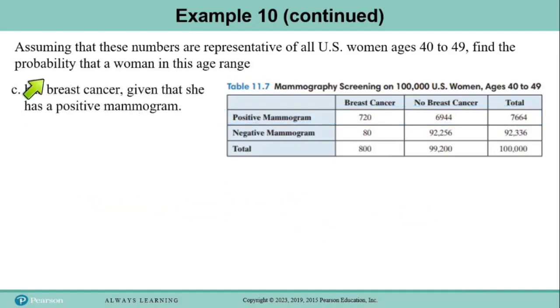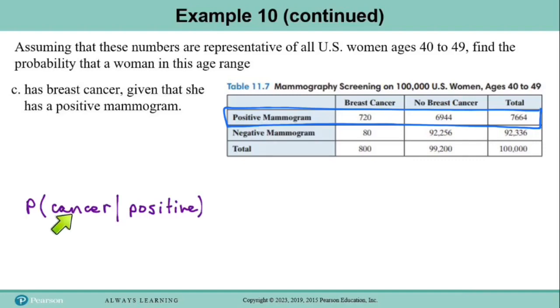And here's part C. Find the probability that a woman in this age range has breast cancer, given that she has a positive mammogram. And so again, we want to limit ourselves to just those with a positive mammogram. And the probability that she has breast cancer, given that she has a positive mammogram, would be this 720 divided by this 7,664 for a decimal approximation of about 0.09.